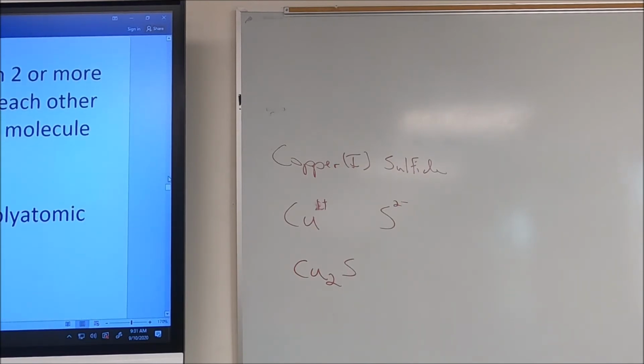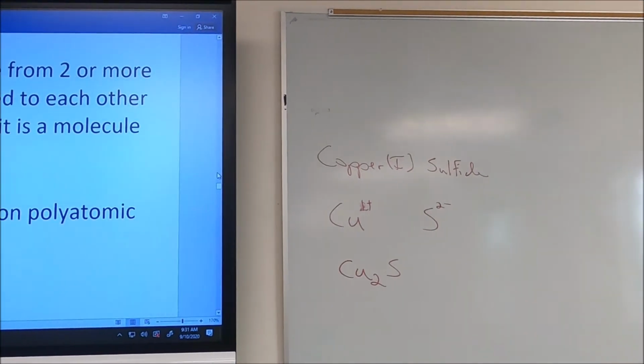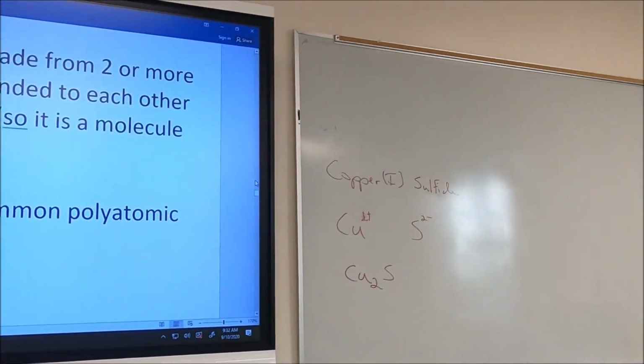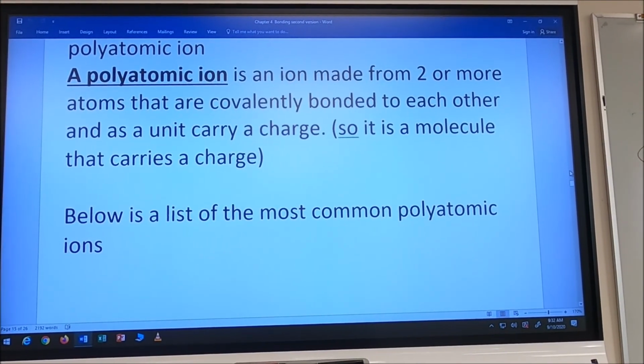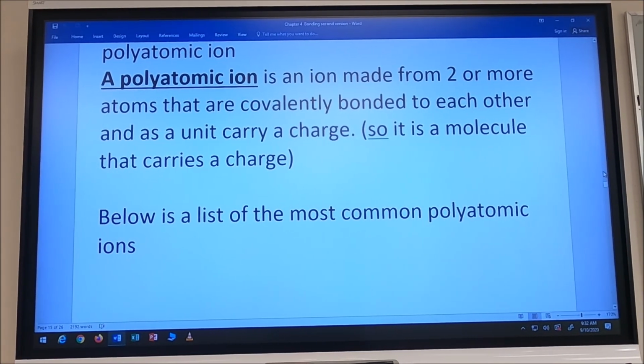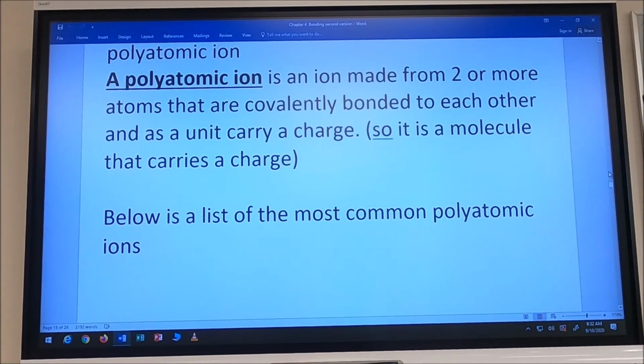Now, because life can't be that simple, we need to talk about polyatomic ions. Okay? A polyatomic ion is an ion made out of 2 or more atoms that are covalently bonded to each other and as a unit carry a charge. So you can think about a polyatomic ion as being a molecule that's charged. All right, now let's look at the list of common polyatomic ions.